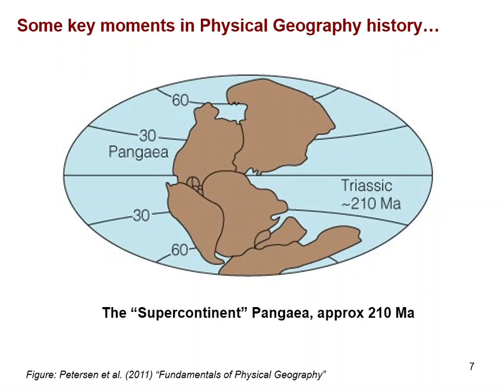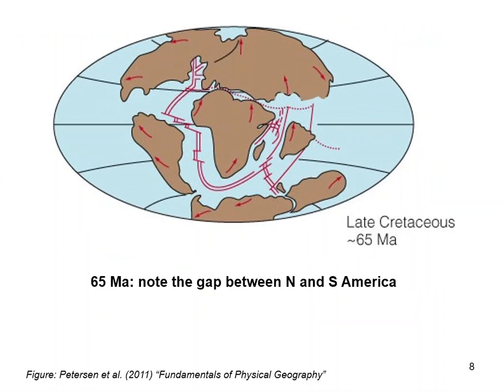So here in the Triassic, and we're looking here about 210 million years ago, all of the continents that you would recognize from today, North America, South America, Africa, and so on, those are merged together into this supercontinent of Pangaea. But over the course of time, these moved around, and here's what the map of the world looked like later than that, about 65 million years ago in the late Cretaceous.